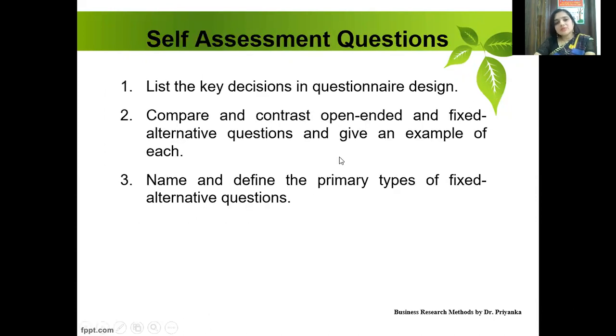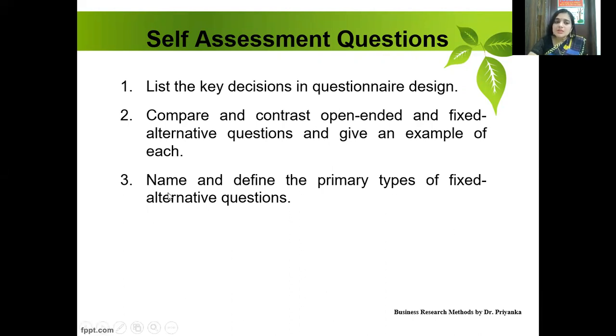Then some self-assessment questions. List the key decisions in questionnaire design. We have discussed it in the PPT, like what should be asked, how the questions should be framed, and in what sequence your questions should be, something like that, right? Then second is compare and contrast open-ended and fixed alternative questions and give an example of each. You have to discuss both kinds of questions completely, their advantages, disadvantages, along with examples. We have discussed enough examples in the video.